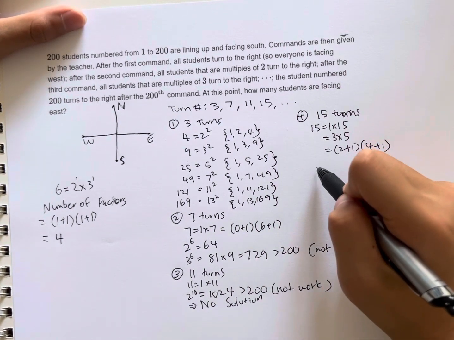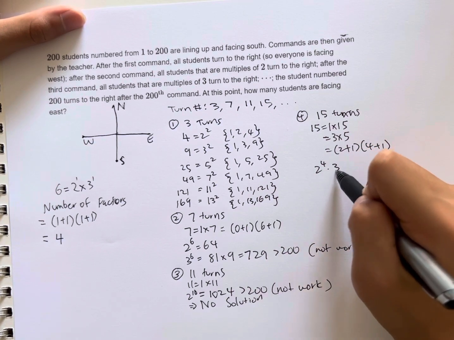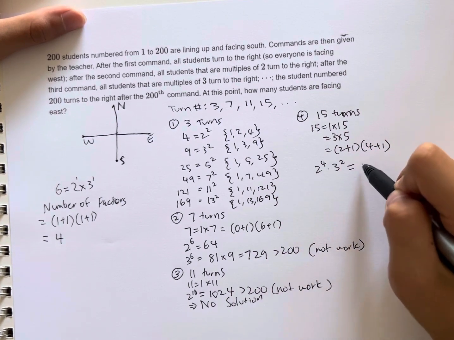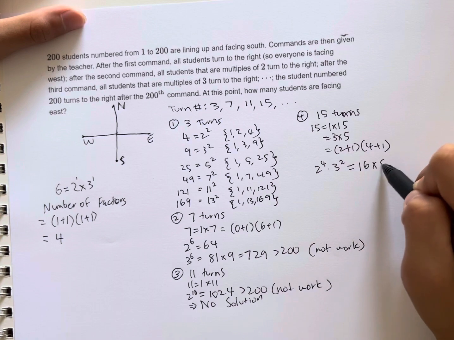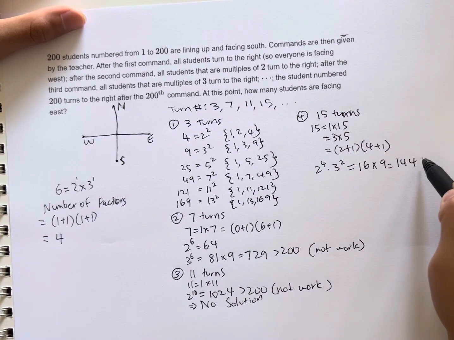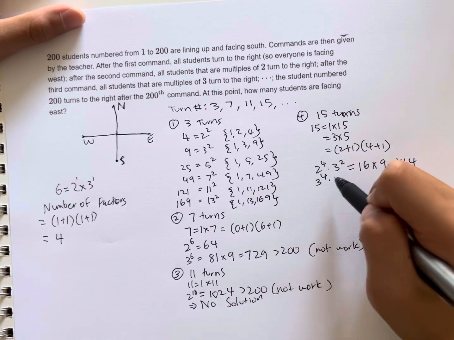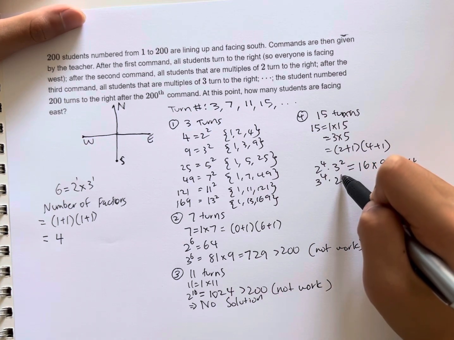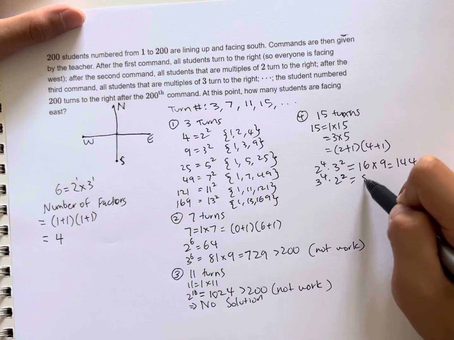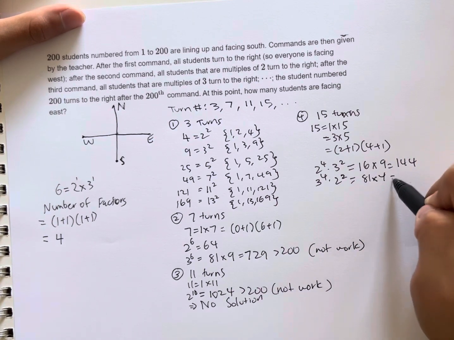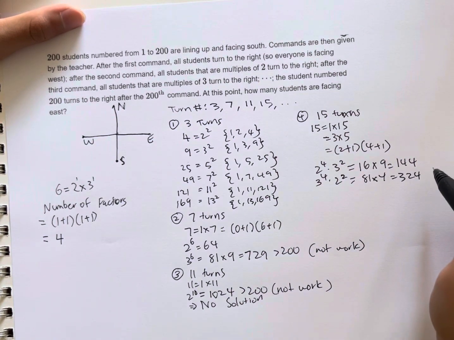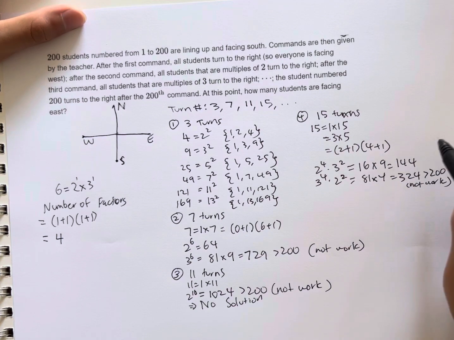So let's start with the smallest one. It will be 2 to the power of 4 times 3 squared. This will equal 16 times 9, equal to 144. This works. Let's go to the next one. 3 to the fourth power times 2 to the second power will be 81 times 4, 324. Larger than 200, which will not work. So once again, 144 is the only one that works.